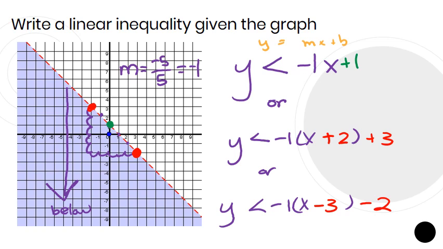Let's say I wanted to confirm using a test point just to make sure that I pointed my sign the right way. Well, if I look 0, 0, this dot is shaded. So I'm going to use 0, 0 as a test point. If I say 0 is less than negative 1 times 0 plus 1, 0 is less than 1, which is true. That's good. I was right in pointing to the left.